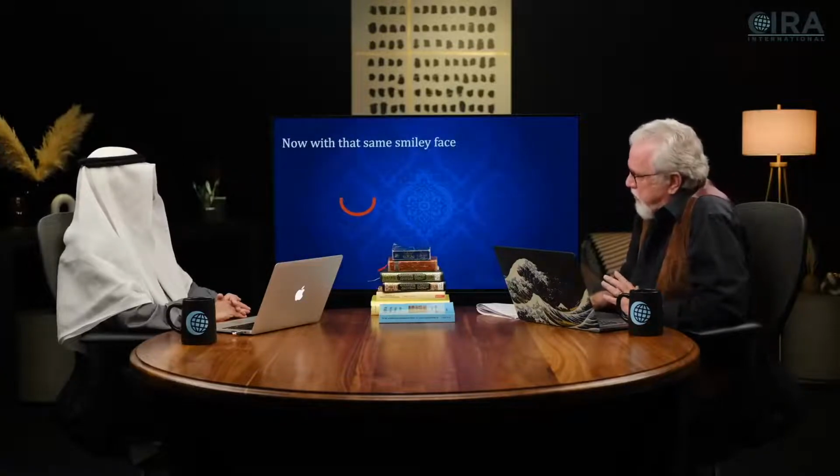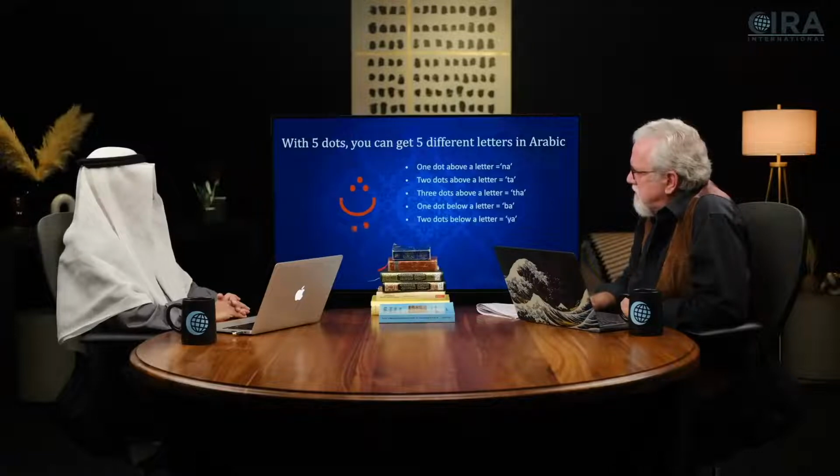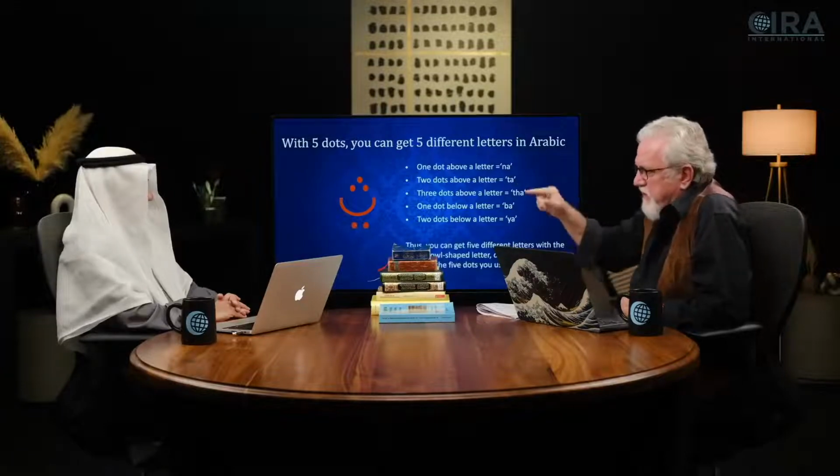However, we also have other ones that go below. So when you put 1 dot below, what does it become? Like a B sound. Right. And when you put 2 dots, like the Y sound. Right. So when you put them all together, let's see what happens. Just read them. Noon. Ta. Tha. Ba. Yeah. So, can you see? Thus, you can get 5 different letters with 5 different dot arrangements.